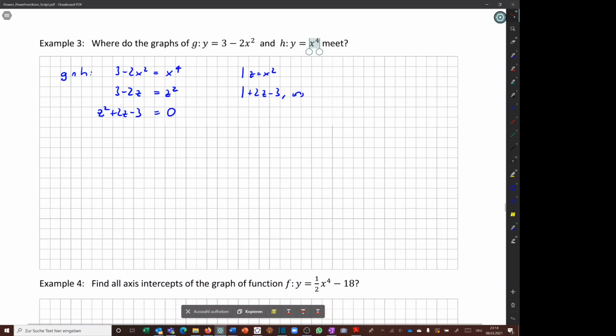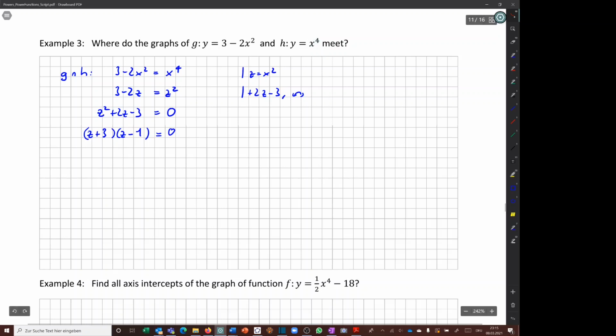The simplest way to solve it is using factorization. If we don't remember, we can also use the quadratic formula. Let's do quadratic factorization. We need two brackets, z plus and z minus, and the product has to be -3. And so we get z plus 3 times z minus 1 equals 0, plus 3 and minus 1. That way we get plus 2z, what we need here.